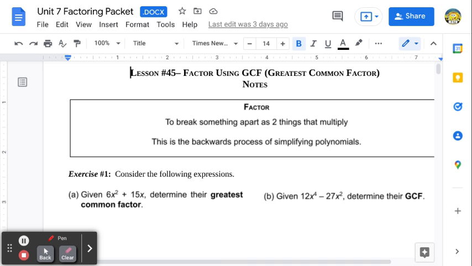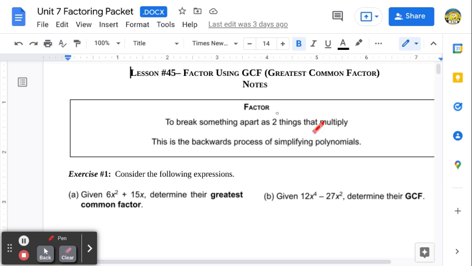The word factor has two meanings. One thing is to break something apart into two or more things that multiply. Like if you have an 8, factors are 4 and 2, because 4 times 2 is 8. Also, factors of 8 can be 1 and 8. Anything that multiplies to give you that number are factors. And then the second part, this is the backwards process of simplifying polynomials.